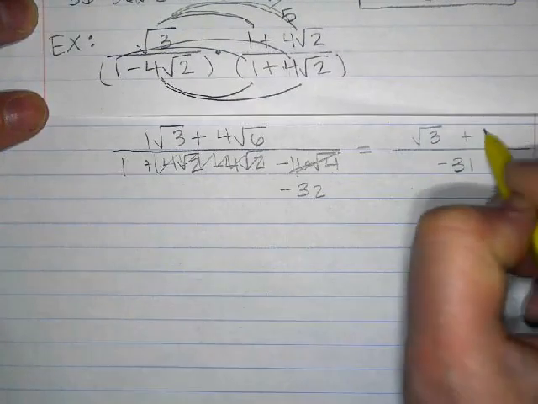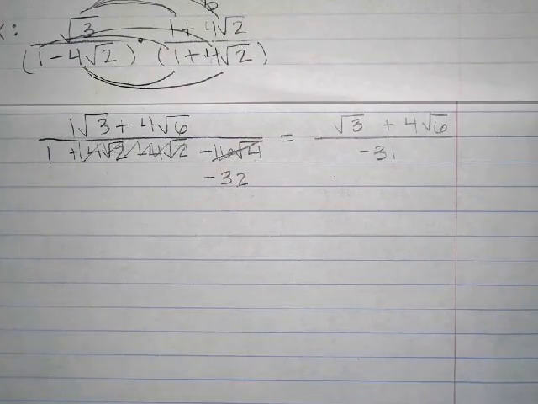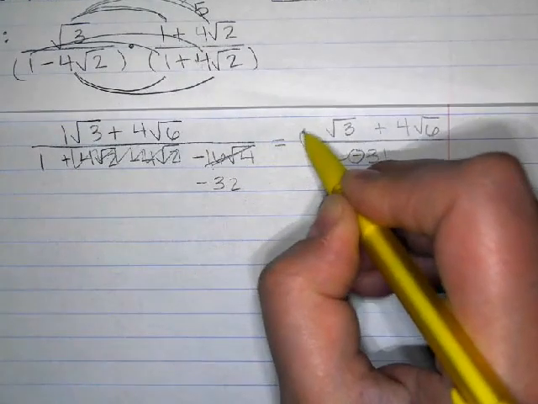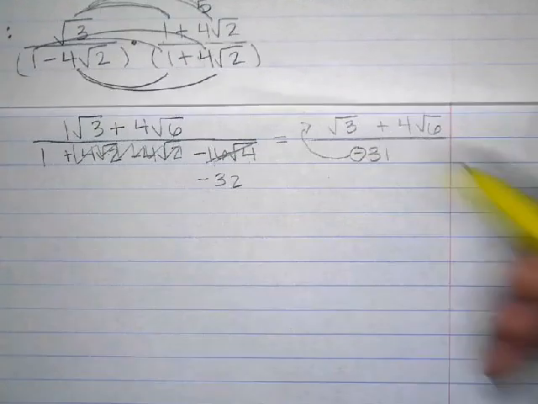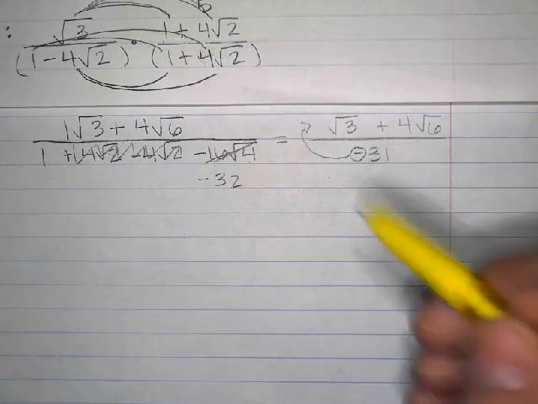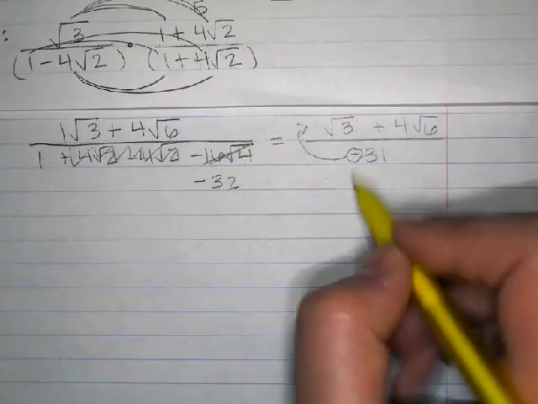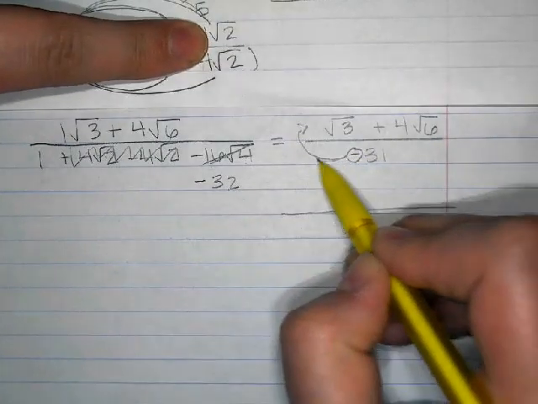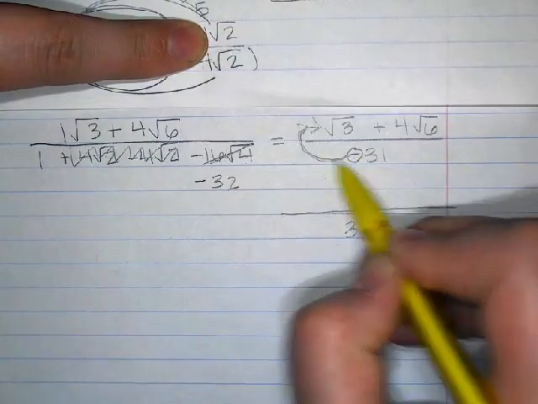Now, most math people would not leave the negative on the bottom of a fraction. Most people move it to the top. So if I take this negative and move it to the top, how do I correctly move it to the top if the top has two terms? You have to take the negative and apply it to those two terms on the top. So I would leave the 31 on the bottom, and then I would make sure that negative goes to the root 3 and also goes to the 4 root 6.